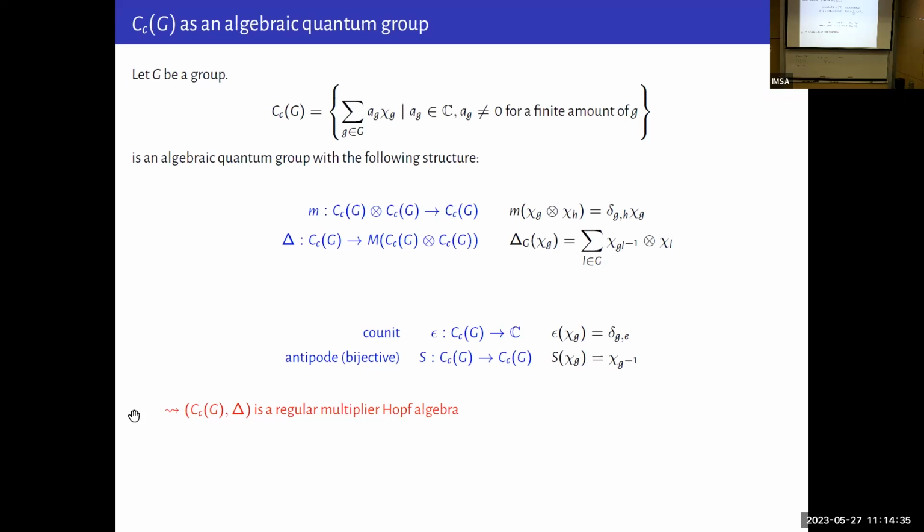Does it induce a Hopf algebra structure in the multiplier algebra? Yes, we can extend morphisms to the multiplier algebra. So then, yes.